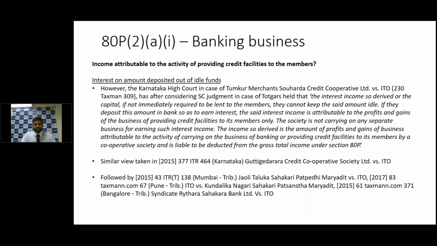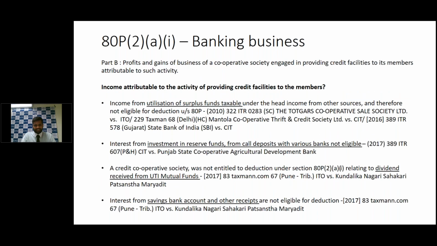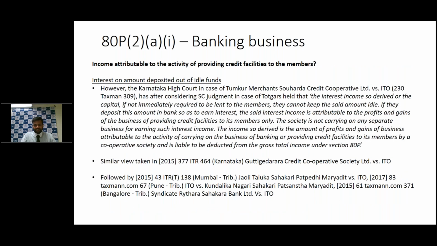Now, in this case, we have a Supreme Court judgment, Totagar. We have two High Court judgments, Gujarat and Delhi, against the society, and we have two High Court judgments, Karnataka, in favor of the society. Relying upon the famous Supreme Court judgment which says beneficial view should prevail, one can use the judgment of Karnataka High Court and Tribunal and take a call that interest income in respect of deposits which are out of the idle funds of society is eligible for deduction under section 80(p)(2)(a), right?